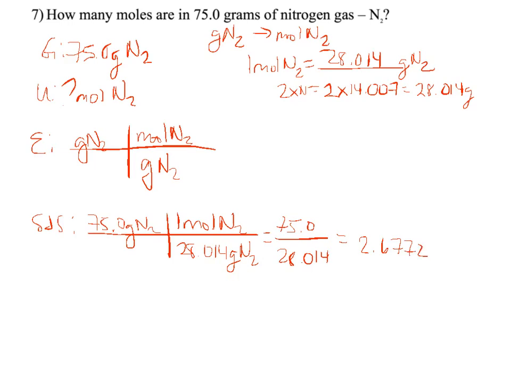2.6772 on the calculator. And then the last step is to do our significant digits. Our given has 3, our mass has 5, so we need to take our answer to 3. The 7 rounds up, so this becomes 2.68 moles of nitrogen.